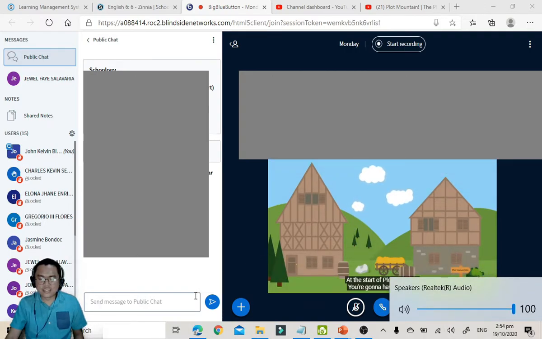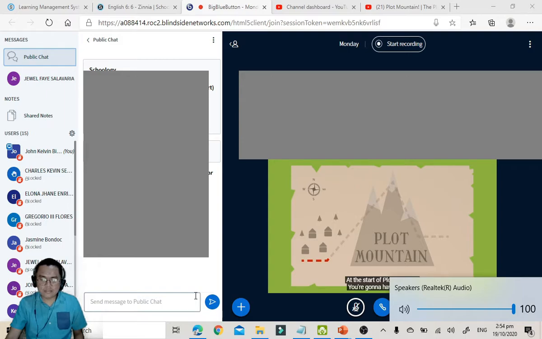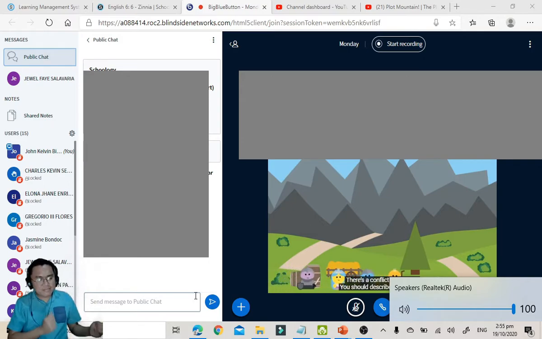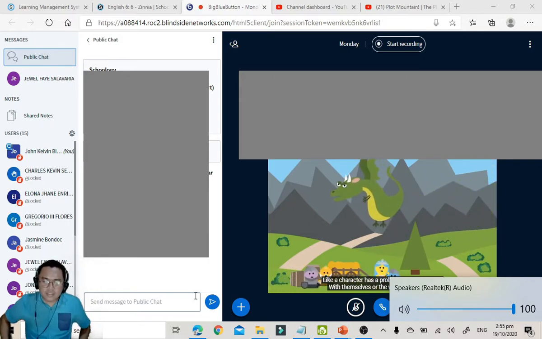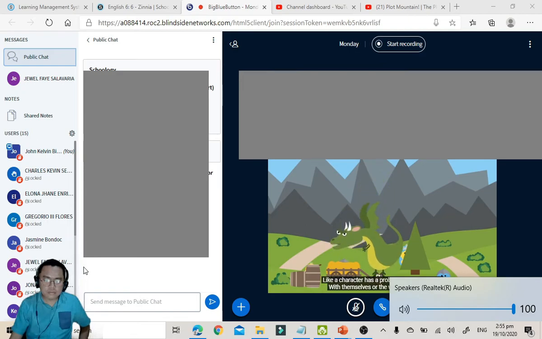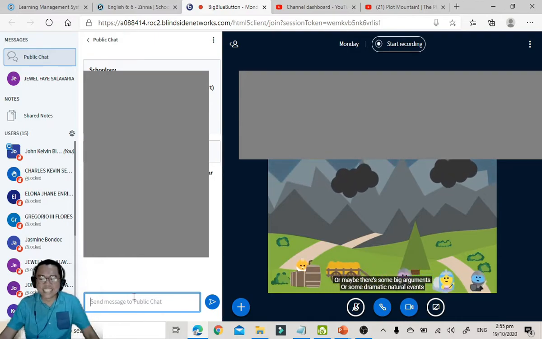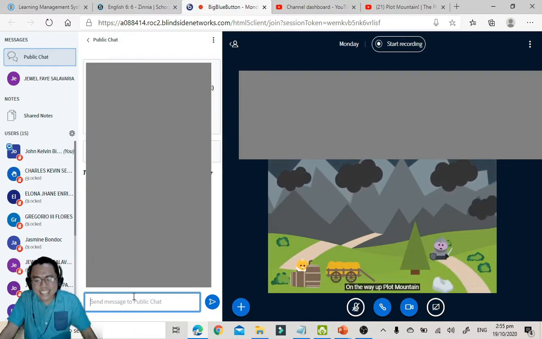At the start of Plot Mountain, you're gonna have to go up. We call this the rising action, and here starts the plot. There's a conflict in the story. You should describe exactly what. Like a character has a problem to work through with themselves or the world. What should they do? Or maybe there's some big arguments, or some dramatic natural events on the way up Plot Mountain.